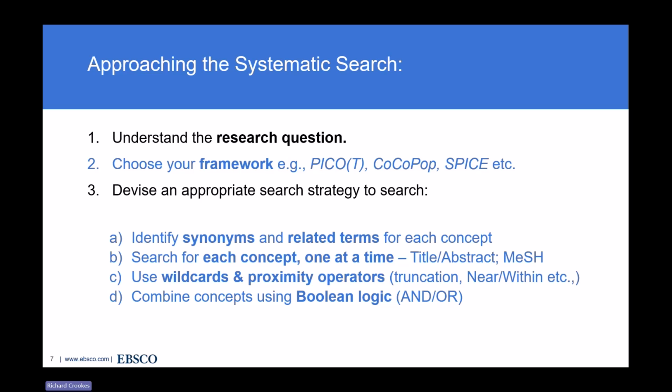That means we are going to be considering what terms to use. So synonyms, related terms for each concept that we're looking at, searching for each concept one at a time, so performing title or abstract searches. Some will opt for unqualified searches, MeSH terms, the subject headings, and then also factoring other elements that could enhance the likelihood of finding that evidence, and that means use of wildcards, so truncation, for example, proximity operators, and for EBSCOhost, of course, we use near and within operators. You may be familiar with ADJ, of course, and then combining those concepts using Boolean operators AND, OR, etc.